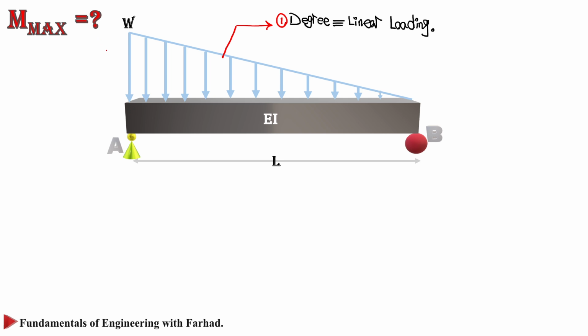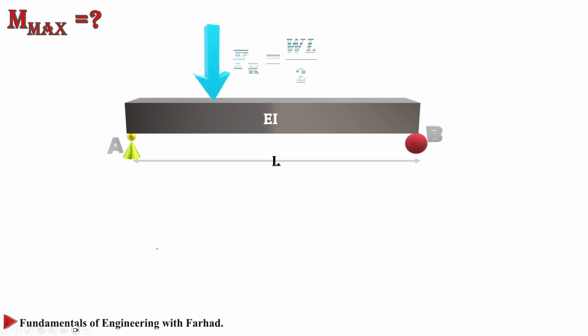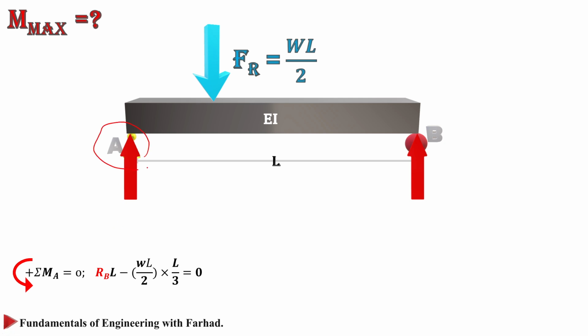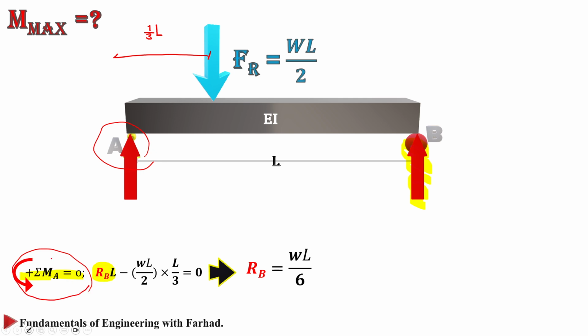Now let's see how we can calculate the reactions at A and B. If we replace our distributed load with its resultant, which is a half of W times L, then the summation of moment about A goes 0, with counterclockwise as our positive direction. Again, this resultant is at 1/3 of the length from A. So we have RB times the length, which is a counterclockwise moment and positive, minus the resultant force times 1/3 of L, which is clockwise. That's why we have it negative. Half of WL times 1/3 of L equals 0.